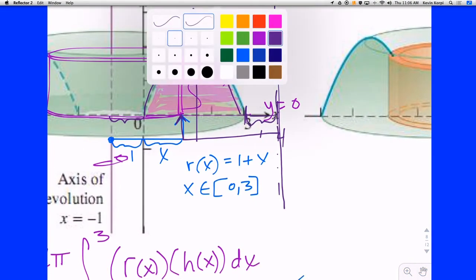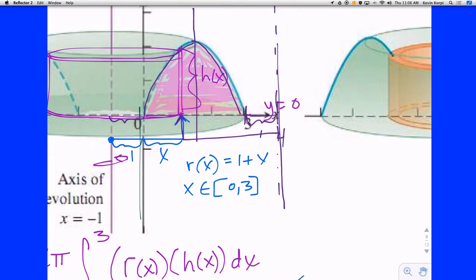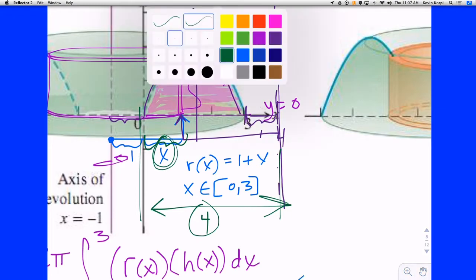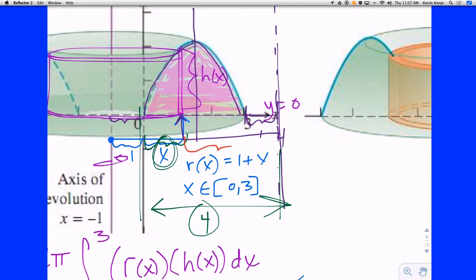Well, let's see. Here's how you would configure it. If this is 0 and this is 4, then the distance between the y-axis and 4 is a constant, right? It's 4. The distance from the y-axis to the slice is x, always. So if the whole thing's 4 and this piece is x, what we're interested in finding is what's left over, right? Which would be what? It would be the total distance 4 minus whatever x is, right? 4 minus x. That ends up being the radius, 4 minus x.